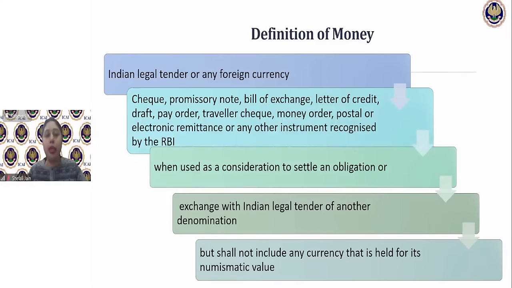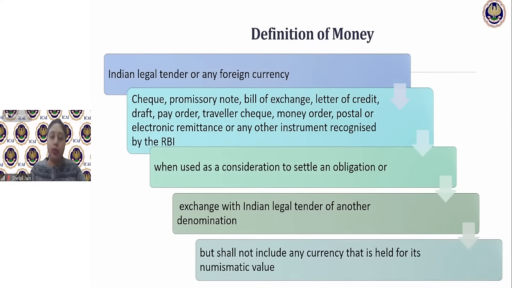Kisi bhi form mein agar aapka money hai, to it will be included in this definition. Usko aapne services or goods ke definition mein nahi manna. Postal or electronic remittance, any other instrument recognized by RBI as money will be included in the definition of money. This amount, when used as a consideration to settle an obligation or exchange with Indian legal tender of another denomination.